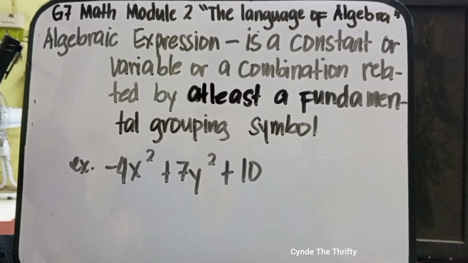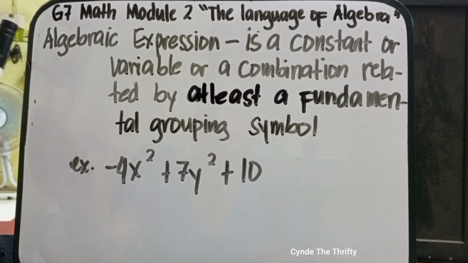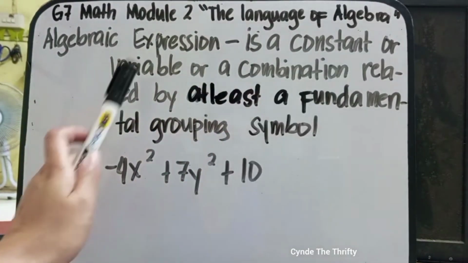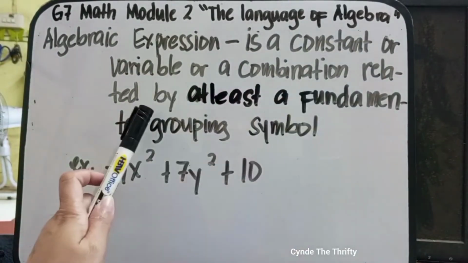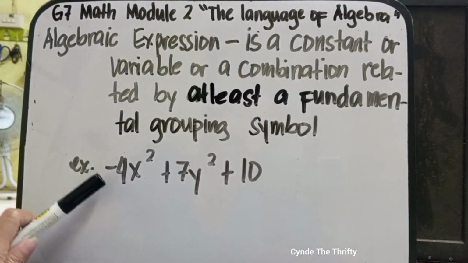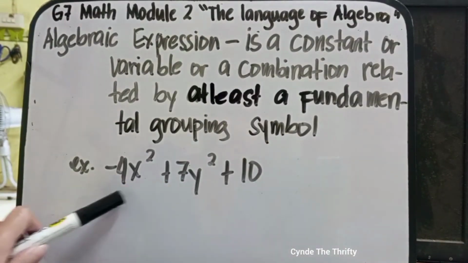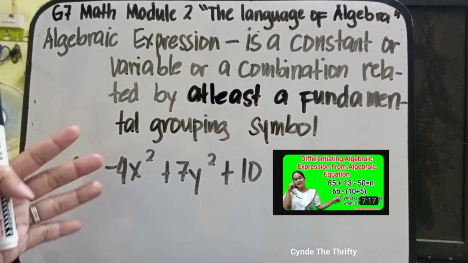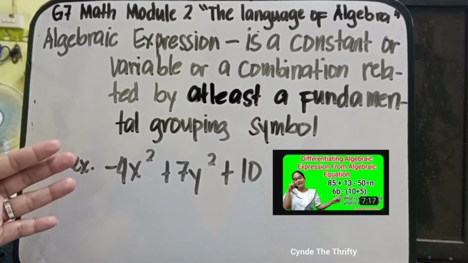Okay, so ang lesson na to is more on definition of terms lang tayo para ma-prepare tayo sa susunod nating lesson. What is algebraic expression? Algebraic expression is a constant or variable or a combination of constant and variable related by at least a fundamental grouping symbol. So for example, negative 4x squared plus 7y squared plus 10. So, ito is tinatawag natin itong algebraic expression. So, kung mas gusto niyo pang maintindihan kung ano yung algebraic expression at kung ano yung algebraic equation, meron tayong video para mas maintindihan niyo siya.